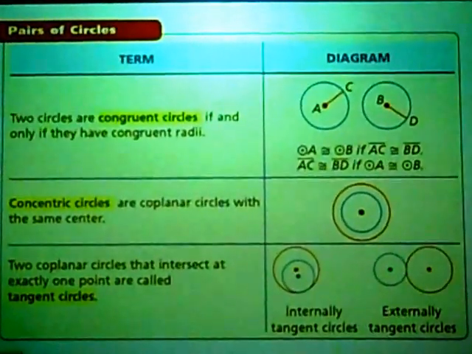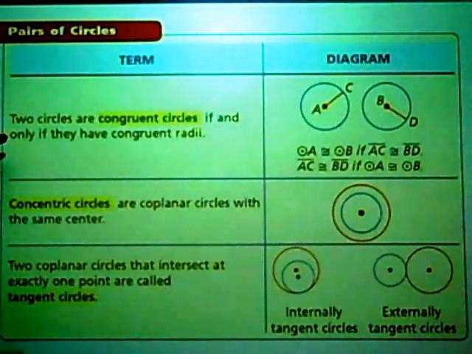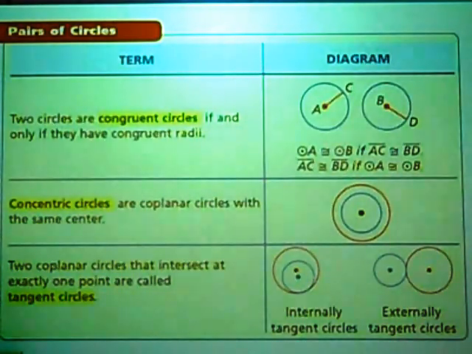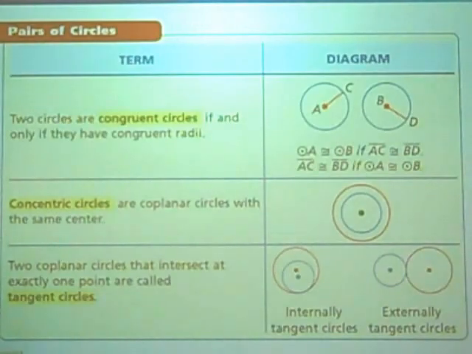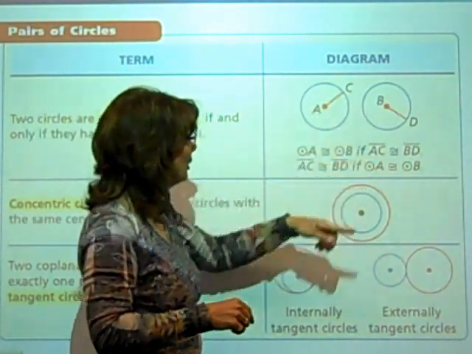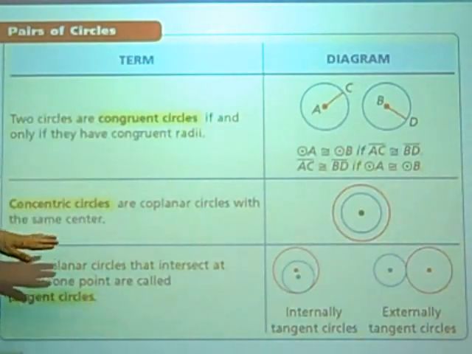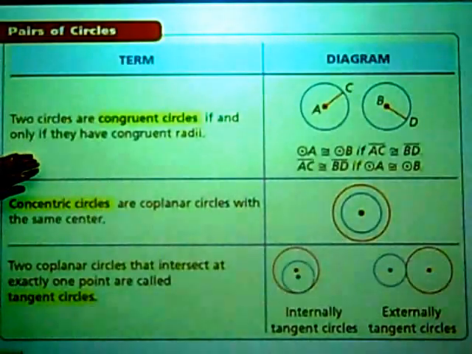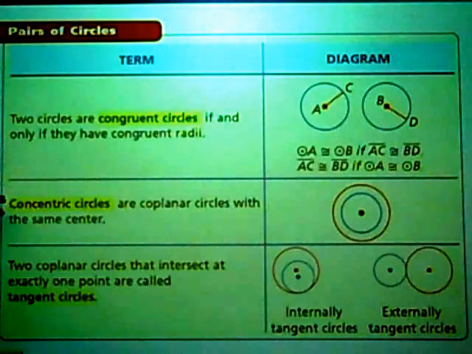Next on your vocab list, two circles are congruent if they have the same radii, because that means it's the same distance from the center to a point on the circle. So that's all you need to know to have them congruent.